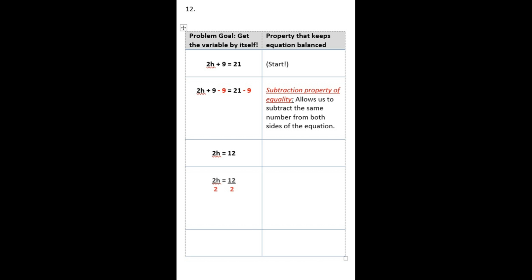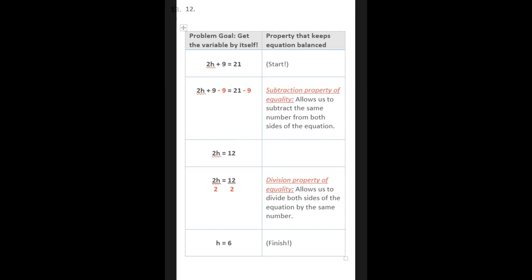As long as we're subtracting the same amount from both sides, it's the same equation. That leaves us with 2h equals 12. That's 21 minus 9. Now, down here, we have 2h divided by 2 equals 12 divided by 2. Where did the 2 come from? Because we're multiplying that h by 2, so we divide by 2. That's the inverse. And we have h equals 6. That's 12 divided by 2. All right, let's go on to number 13.